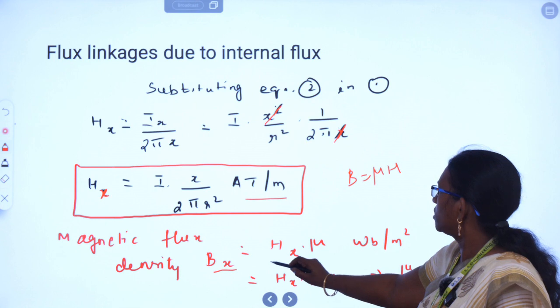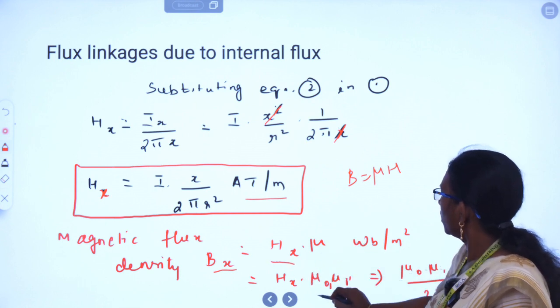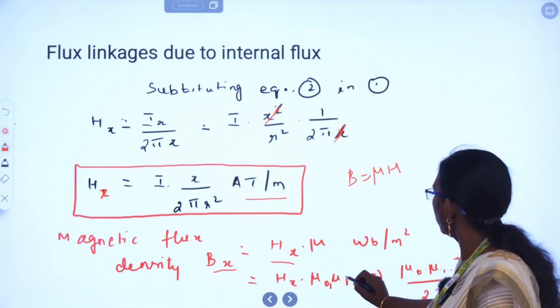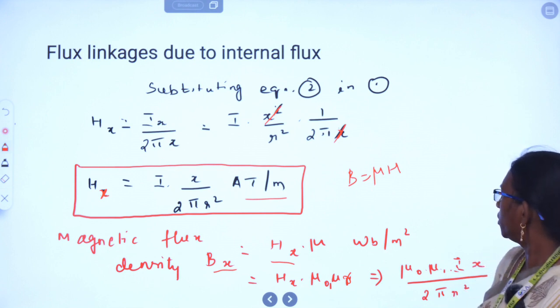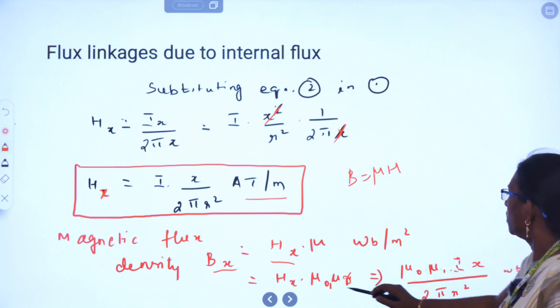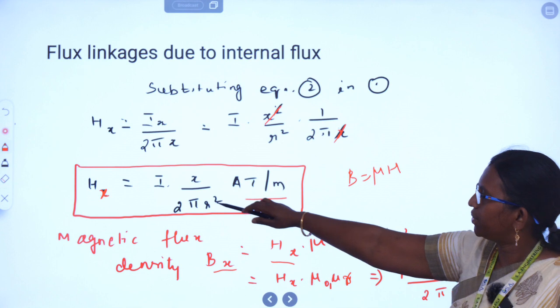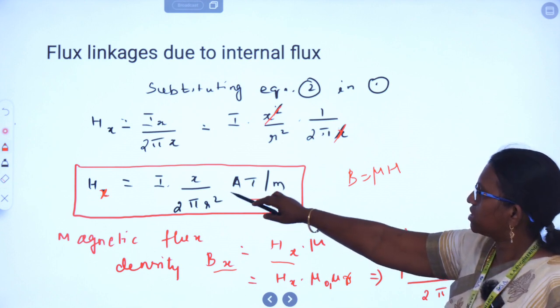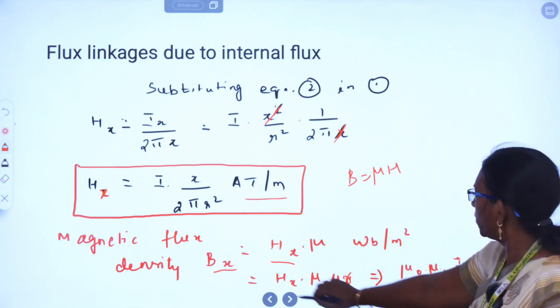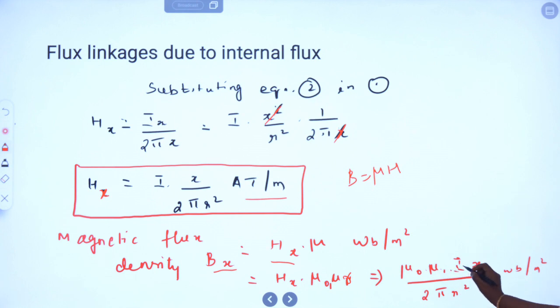Here Hx into mu. Mu can be given as mu naught into mu r. So this is mu r. Mu naught into mu r. And again substitute whatever we got in the previous equation. Hx is equal to I into x divided by 2 pi r square. So that can be substituted here.